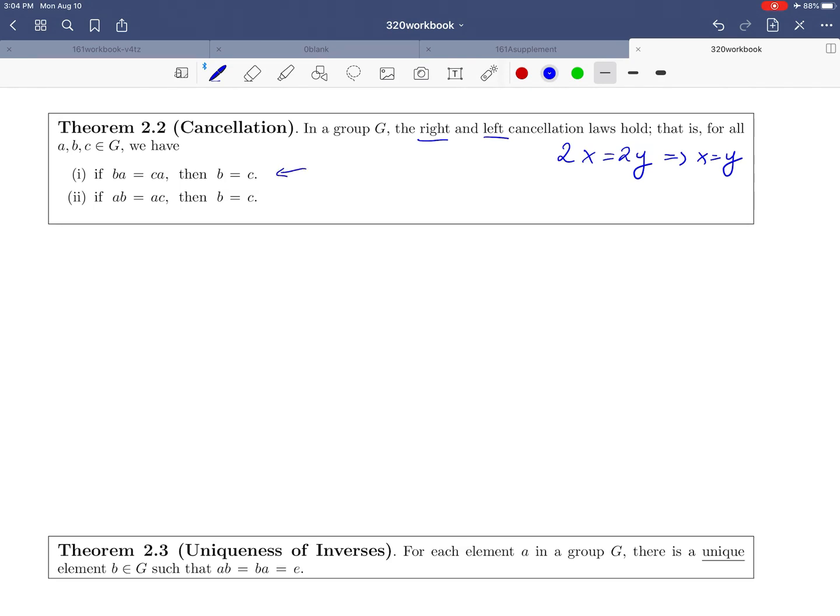So the first equation right here says that if BA is equal to CA, then B is equal to C. And so this is the A is on the right, and we get rid of it. So this is right cancellation. And it also works from the other side. So if you have AB is equal to AC, then the A right here is on the left and it disappears. We just have B is equal to C, that is left cancellation.